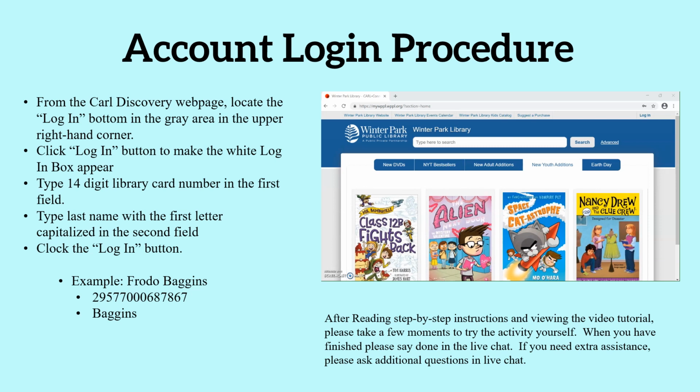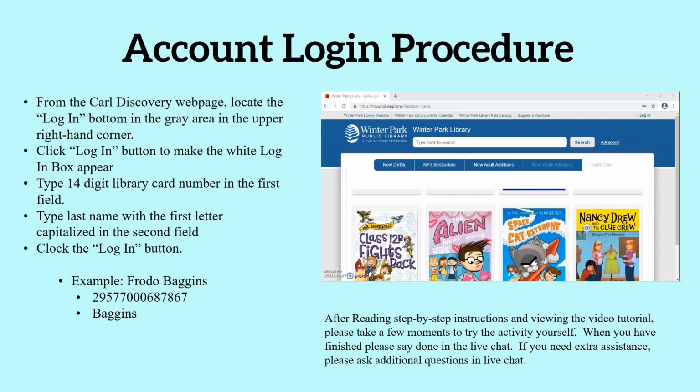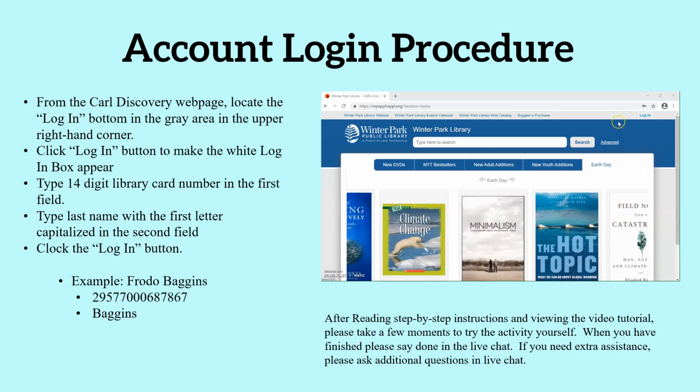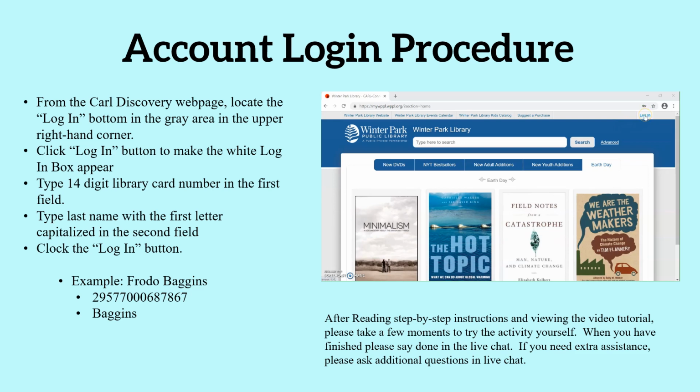If you're an Olin reciprocal member, your R card number serves as your Winter Park card number by replacing the R with a 0. From our Carl Discovery catalog screen, find the Login button. This will be in the gray bar on the very top of the page on the right-hand side. If your page is magnified, you will have to scroll over and up to find the Login button. Once you locate the Login button, click it to make the white Login box appear.